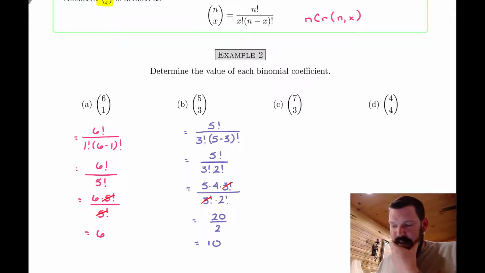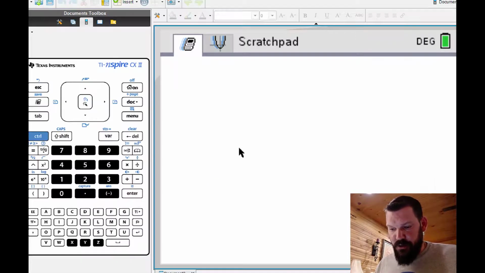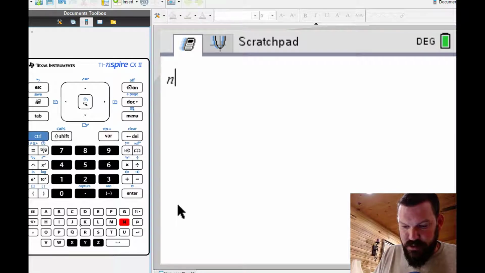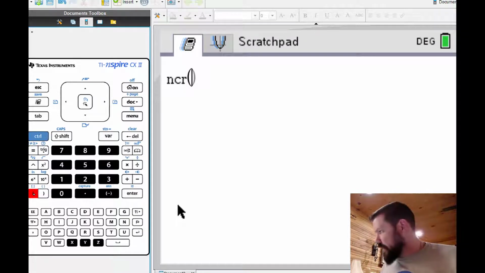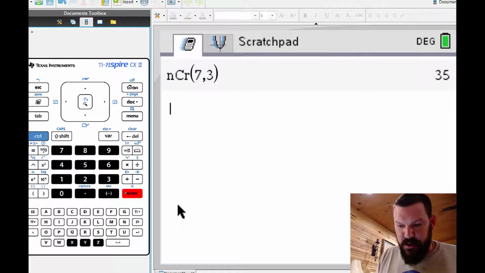I just wanted to show you guys these because I will expect you to be able to do 1 or 2 maybe by hand. I understand the calculators do make this easy, but understanding the mathematics is a lot more important than being able to just type it in on a calculator. So here on the calculator, we would just do NCR, and we're looking at, I have these written down, 7, 3. So for part C, you would get 35. Then we would do NCR for part D, which is 4, 4.